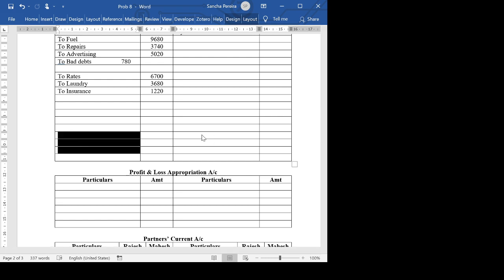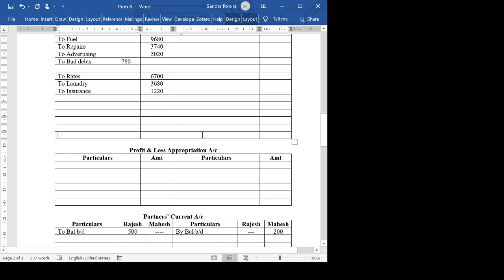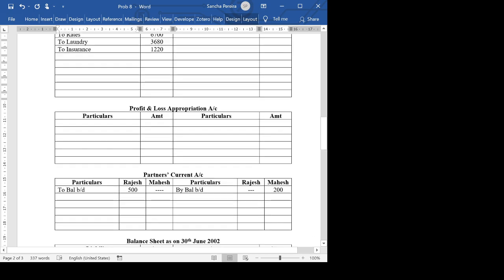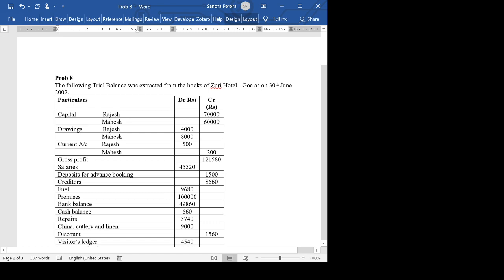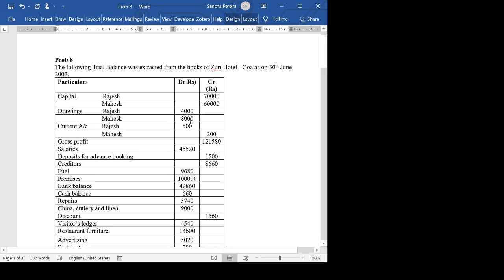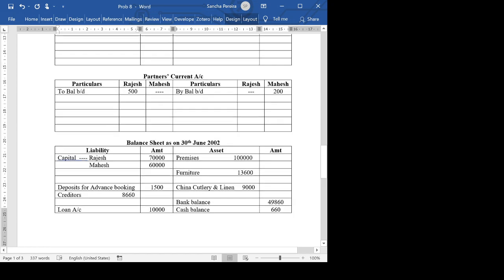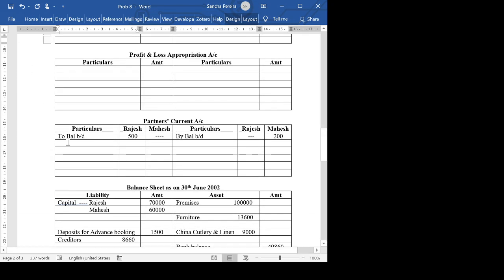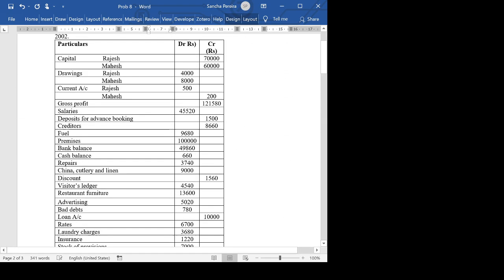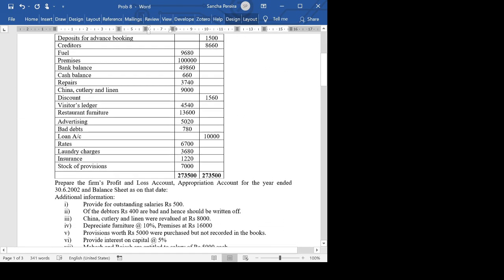Just remove these additional rows. Okay, I think I missed out one. I forgot to put drawings. Rajesh and Mahesh, 4,000 and 8,000. That goes in the partners current account, to drawings. Since it's a debit balance, drawings are always a debit balance. Yeah, I think that's it. We have posted everything. Now we come to the adjustments.